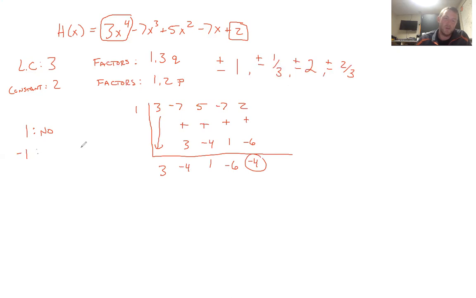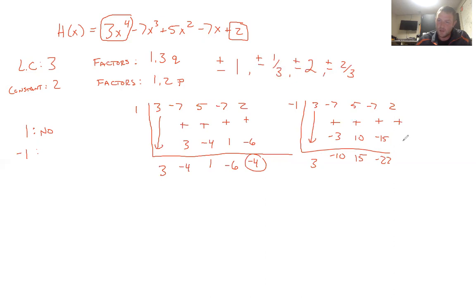Then I would check -1. So I do the next box. I'm going to do -1, and again, the same thing: 3, -7, 5, -7, 2. So I plug in 3, that's -3, -10, 15, -15, -22, 22, and this is 24. Okay, so if this is not 0, -1 is also no.